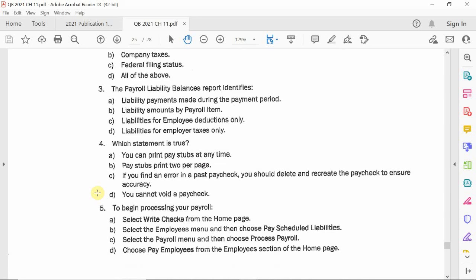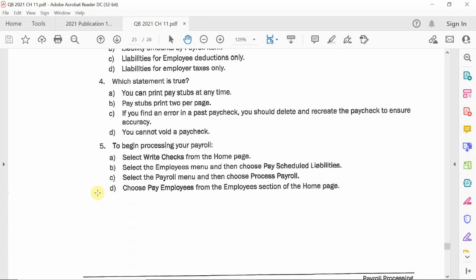It's not like you're required to do pay stubs two per page, right? In this case, you can do two pay stubs per page, but you don't want to stick too many pay stubs on one paper. And if you find any errors in a past paycheck, you should delete? Remember, we never delete. And lastly, D says that you cannot void a paycheck. Yes, you can, but there are dangers and hazards that could affect all the tax information if you do void a paycheck.